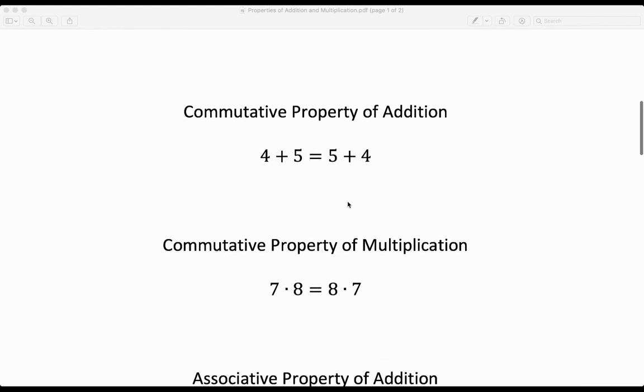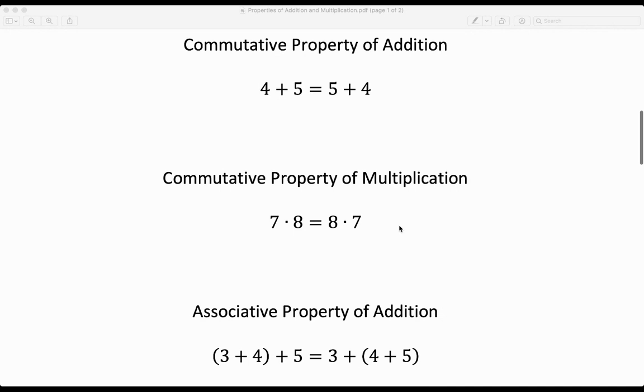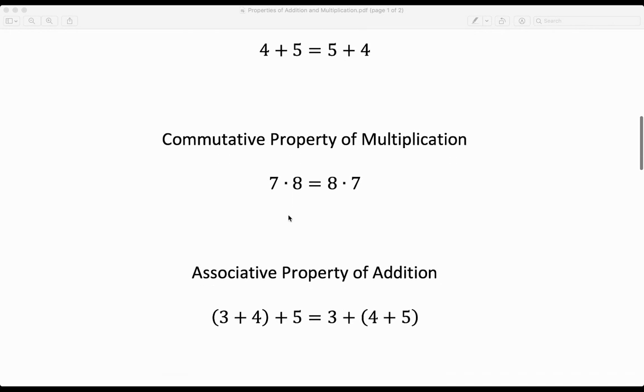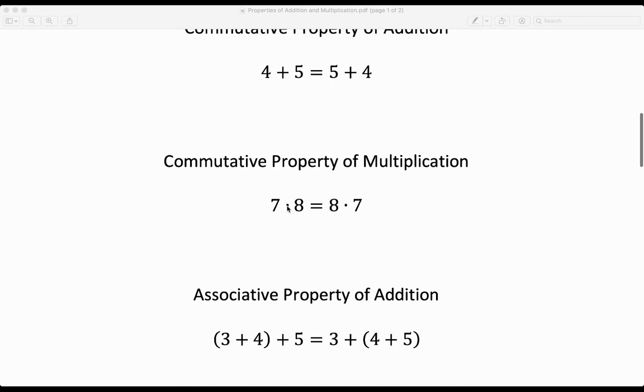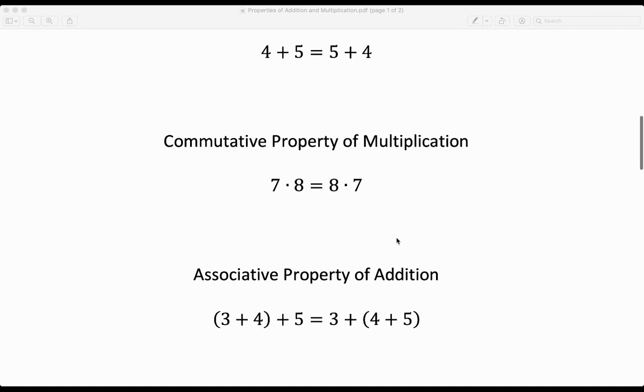We have the commutative property of addition. Commutative just means the order that you add two numbers together doesn't matter. If you have the 4 added to the 5, it's going to be the same as if you add the 5 to the 4. We also have the commutative property of multiplication, which is basically the same thing as the addition one. The order of multiplication doesn't matter. 7 times 8 will be exactly the same as 8 times 7.